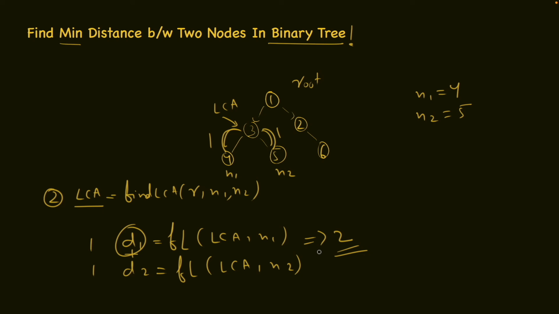is correct. But you also have to find this LCA, and then you have to find the level from here to here, and then from here to here. So this is also not a good algorithm. What if you could do this minimum distance finding in one pass? Yes, that is possible, and a little tricky. So let's see that now.